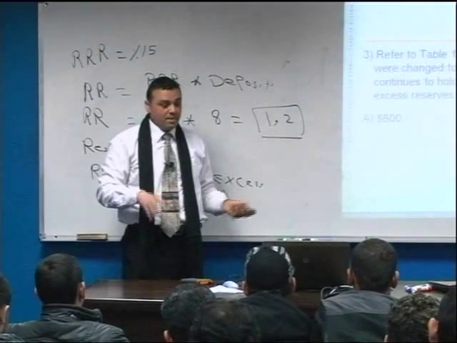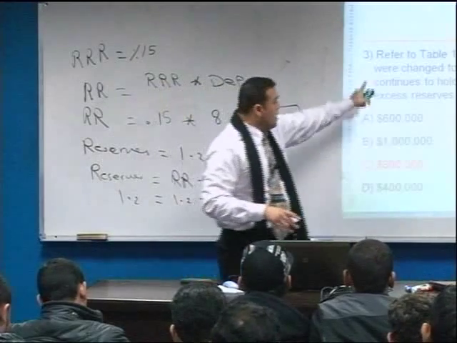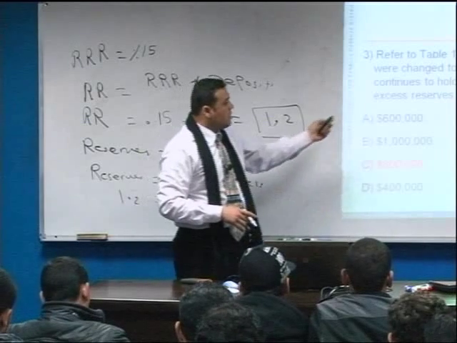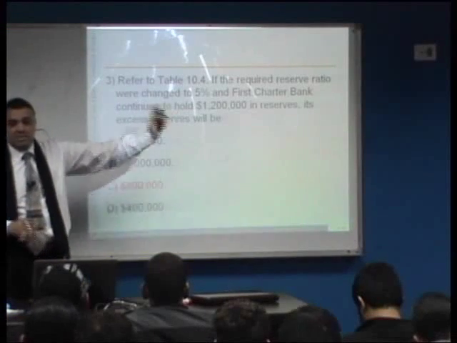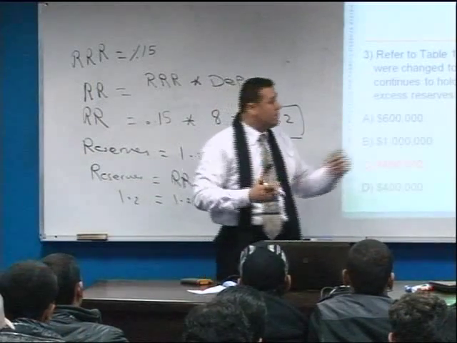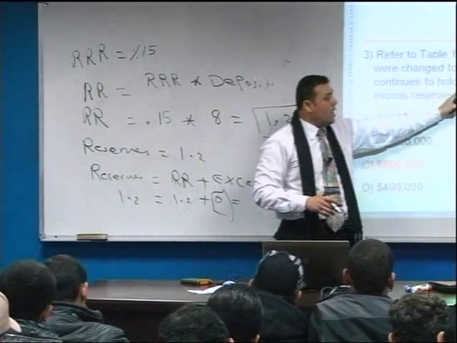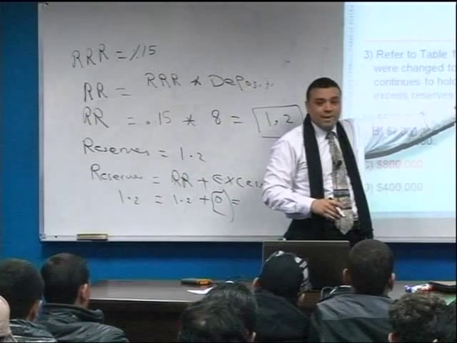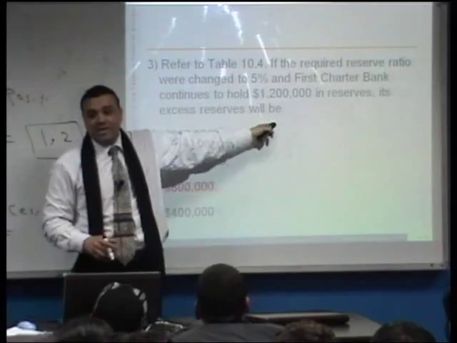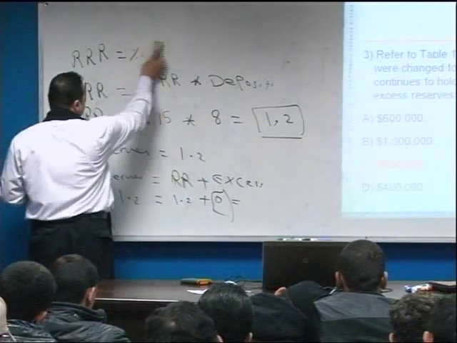Okay, is the picture clear or not? Let's go to this. Refer to the table we were given. If the required reserve ratio were changed to 5%, meaning the required reserve ratio went from 15% to 5%, and the first charter bank continued to hold 1.2 million, or $1,200,000, in reserves, its excess reserve will be how much? This is the question. So in this case the required reserve ratio is 5%.